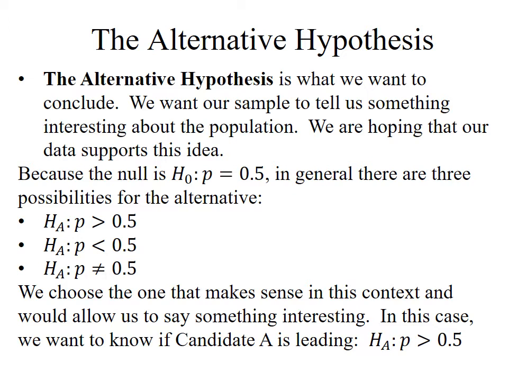Now, in this case, p being less than 0.5, that's not what I want. P not equal to 0.5, well, that would be if I was just trying to demonstrate that it was anything other than tied. That's not what I want. I want p greater than 0.5. That would allow me to say something interesting. The results I'm rooting for, the results I want to conclude, are that candidate A is leading the election, is going to win, is going to be the next governor of the state. So in this case, we select the alternative hypothesis, H sub A, colon, p is greater than 0.5.